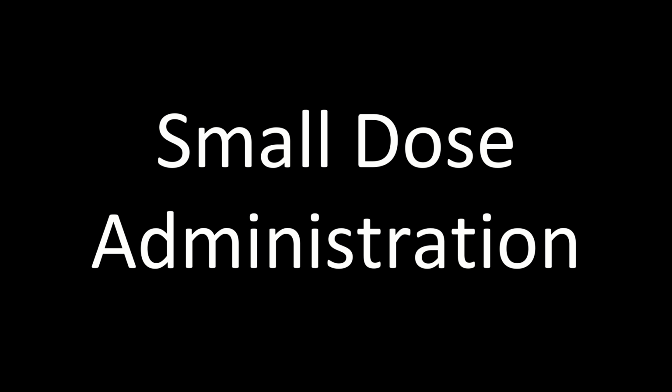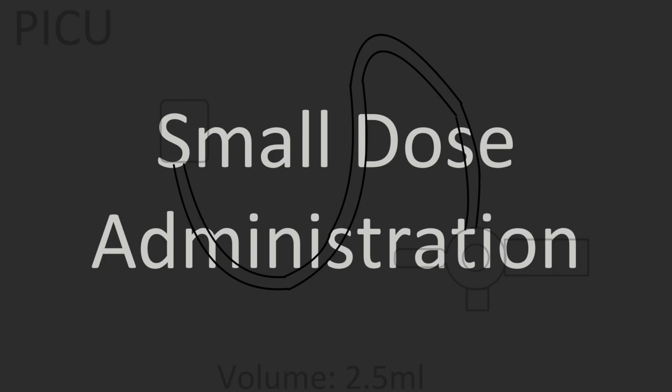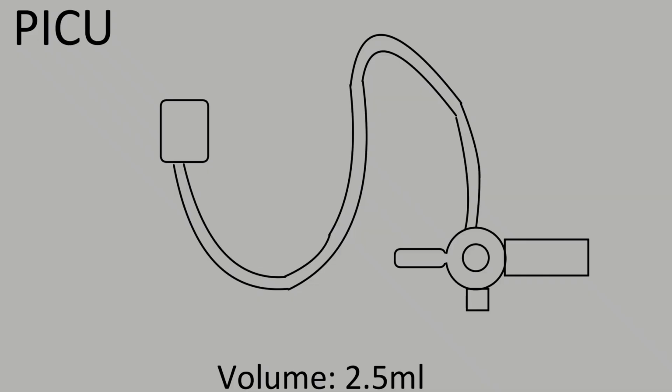This video explains the hospital's process for small dose administration. All IV tubing has a volume. For older patients, the volume as a percentage of dose is negligible, but when giving IV meds to small patients, it can be greater than the dose itself.